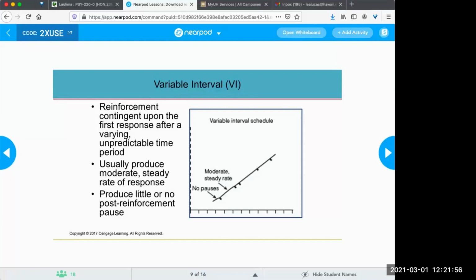Okay, so if you see the pattern here with these schedules of reinforcers, they're all giving a reward in a certain type of way, but we're getting different responses in terms of how quickly, how steady, and when the responses will increase and decrease based upon the schedule of reinforcement.